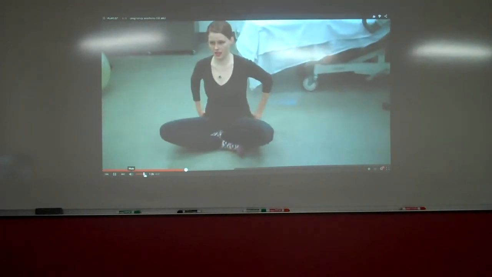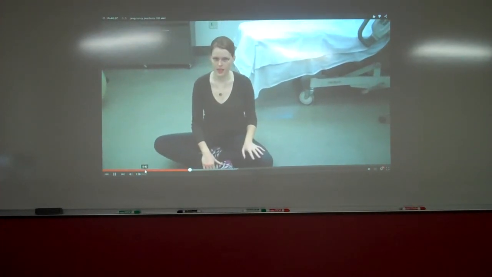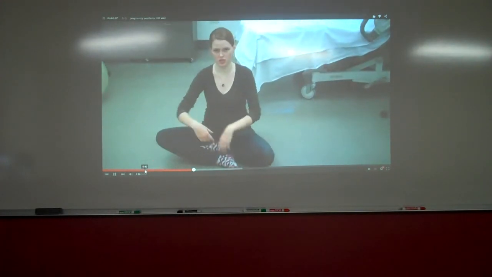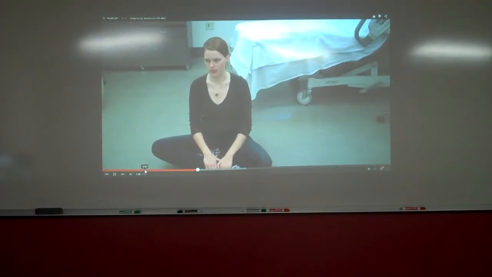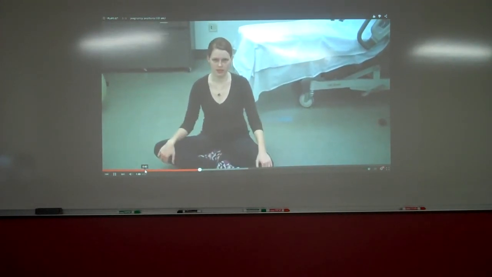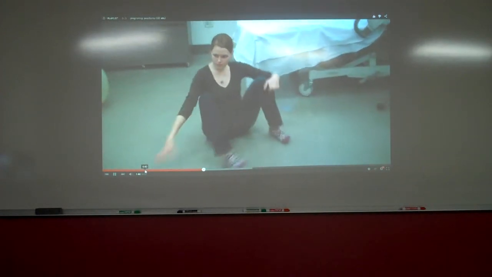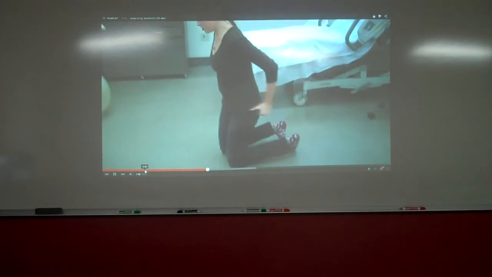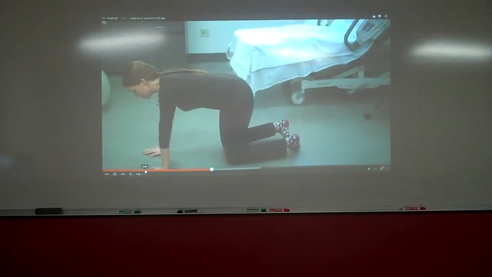This helps the lower back, in pregnancy more than in labor. You can just do this when you're folding clothes or watching TV or whatever, and it helps to open your pelvis. You can do these also in pregnancy or in labor.